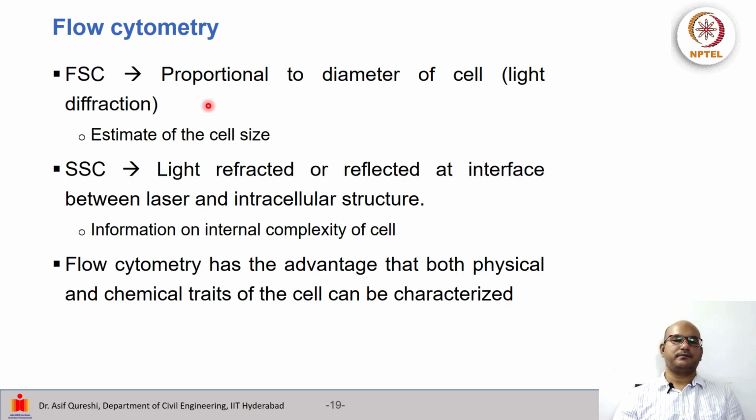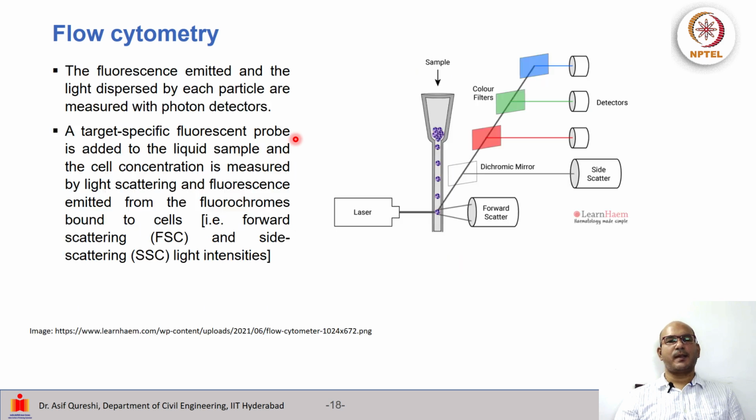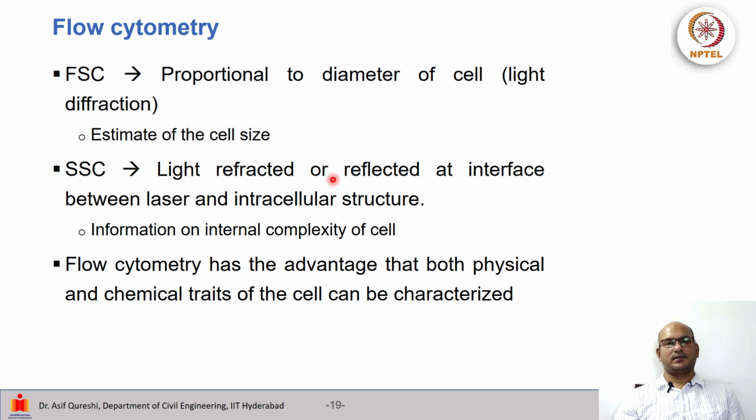The forward scattering is proportional to the diameter of the cell. Basically that diffracts light. So forward scattering gives us an estimate of the cell size. The next is side scattering. Side scattering is due to the light refracted or reflected at the interface between the laser and intracellular structure. This gives us information on the internal complexity of the cell.